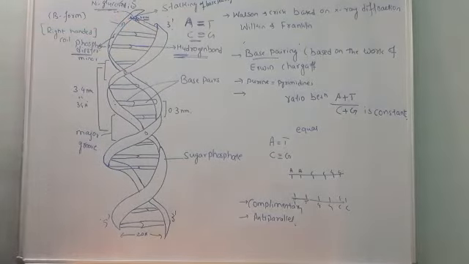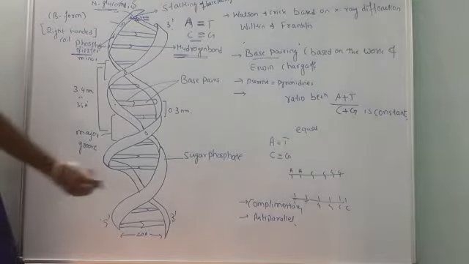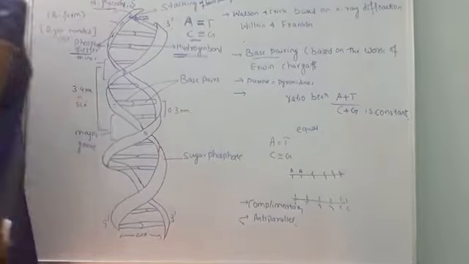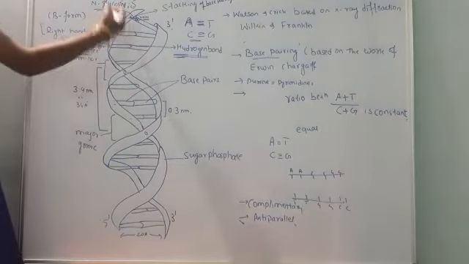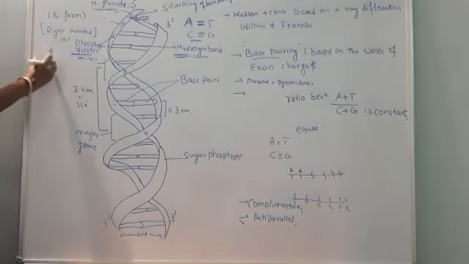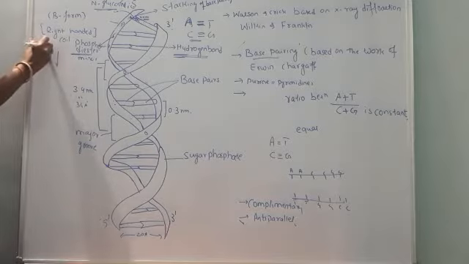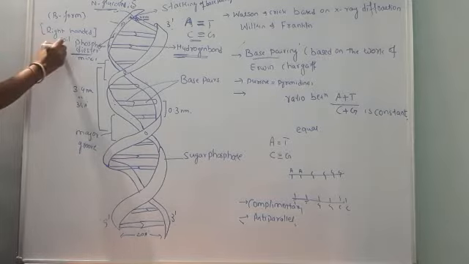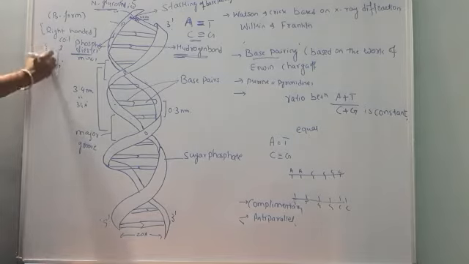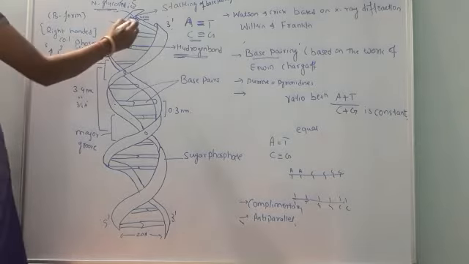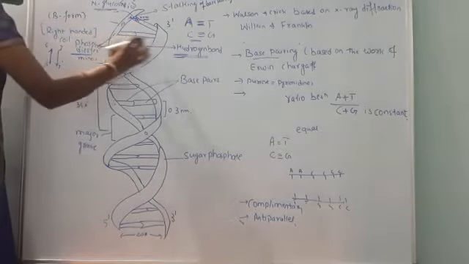And there is one more term, that is antiparallel. As I told you in the previous class, the two DNA strands always run in opposite directions. They are running in opposite directions, meaning they are anti-parallel with each other. They are not identical, but they are anti-parallel with each other. Okay, so this is the anti-parallel arrangement.